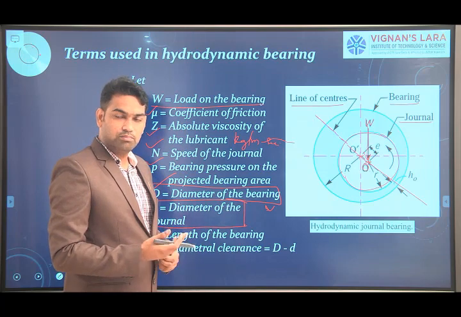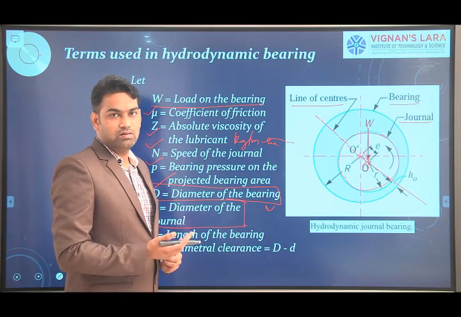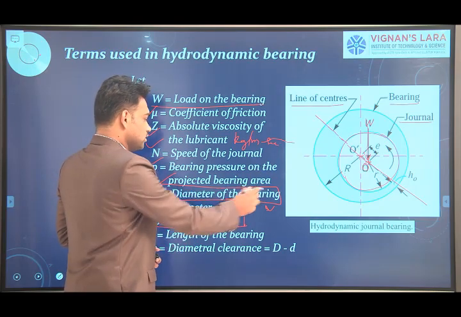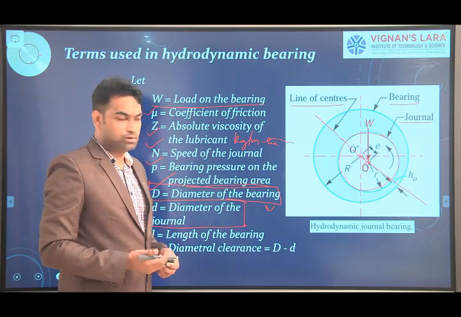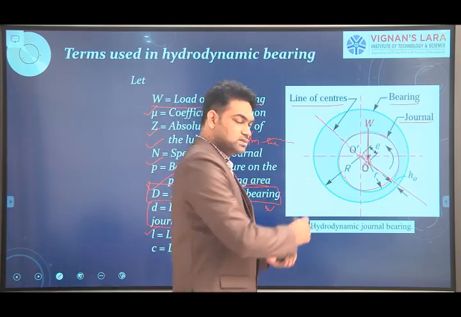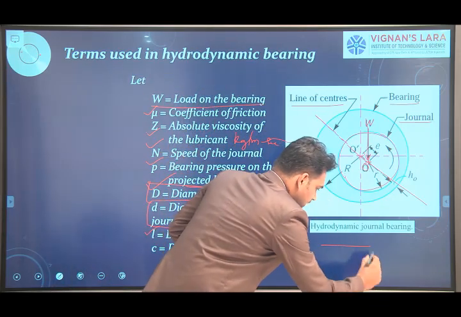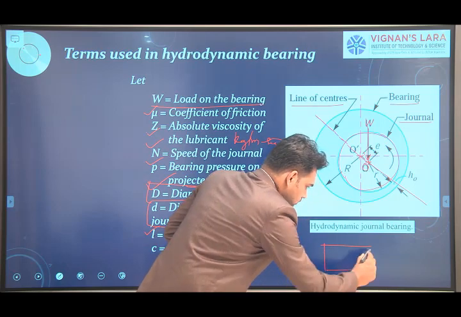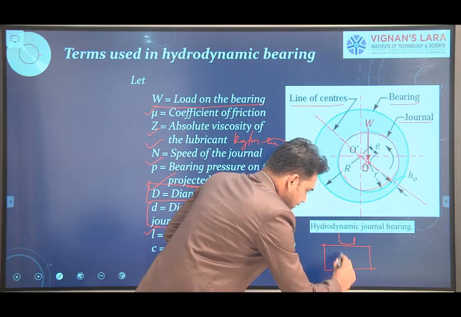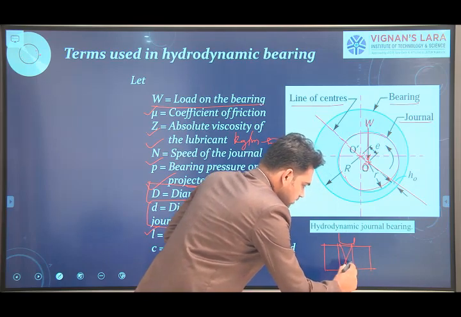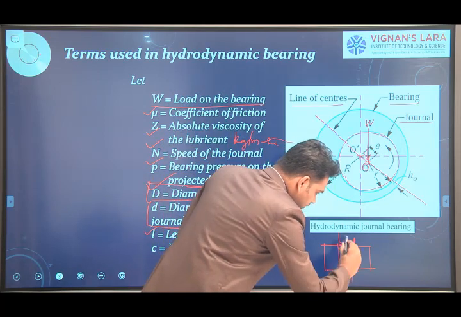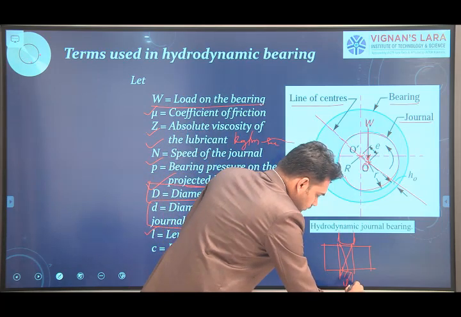How do we calculate the bearing pressure P? It is the load acting on the journal divided by the projected area of the bearing, that is L into D. What is L? L is the length of the bearing, which you can observe in the side view. It may be in this fashion: this is the shaft and this is the portion of the bearing. It is only up to this section. This part of the shaft we call the journal, and here this represents the length L.